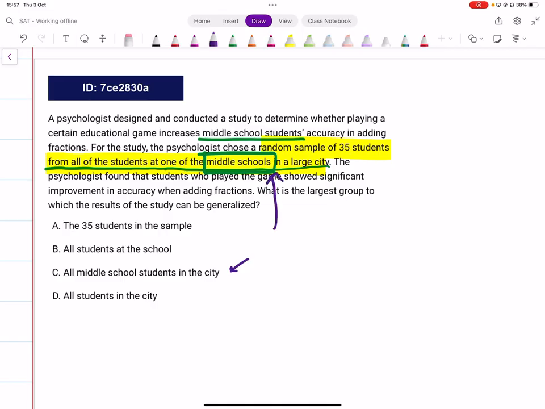The school that we're talking about, it's a middle school. So all the students in the school are middle school students, there is no one else in it. So we can say that this applies to all students at the school because all students at the school are middle school students. It's a middle school. Is that okay? So it's going to be B, not C. You cannot take a sample from one school and generalize that to all schools in the city. That would not work.